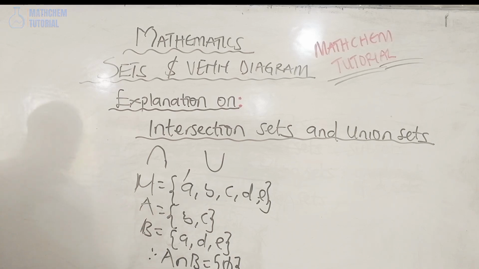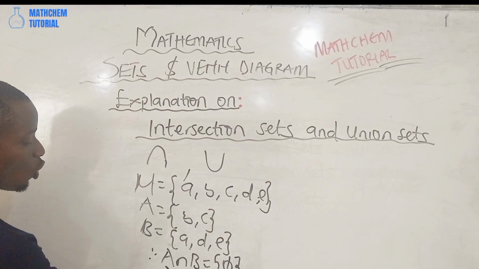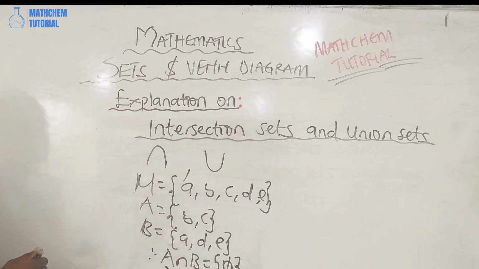Since there is nothing common to both, you are going to represent your set as an empty set. Now, looking at union, if you are asked to find A union B, union simply means the combination of the two sets together. When you combine both set A and set B together, you write it alphabetically, that means in ascending order.